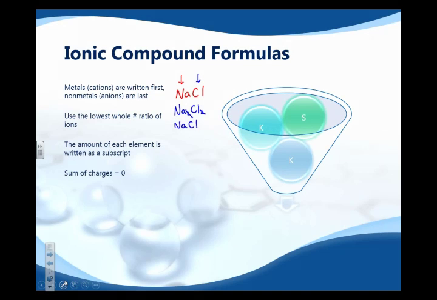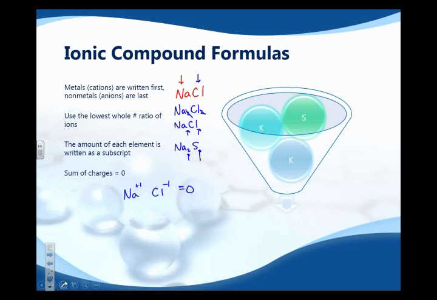The amount of each element is written as a subscript. We knew that from our conversation about chemical formulas, but it's a good reminder that the fact that there's nothing written here or here tells me I have 1 sodium and 1 chlorine. If instead I had, say, sodium sulfide, then you can see I have 2 sodiums for every 1 sulfur. The total sum of the charges from the ions has to add to 0. So in sodium chloride, if you check your periodic table, you'll see that sodium has a +1 charge and chlorine has a -1 charge. 1 of each, whole thing adds to 0.